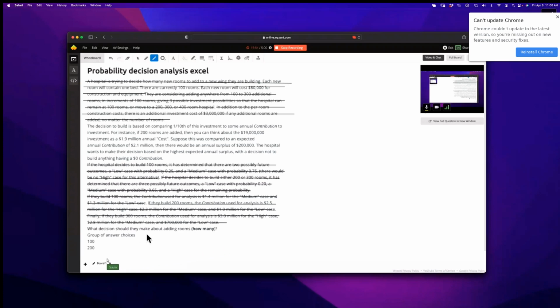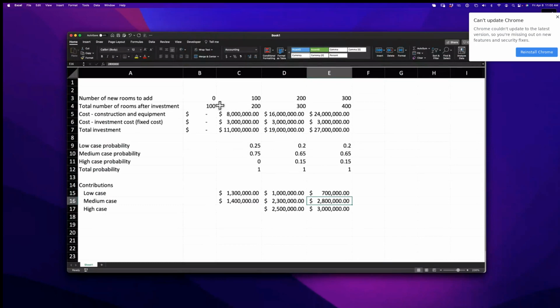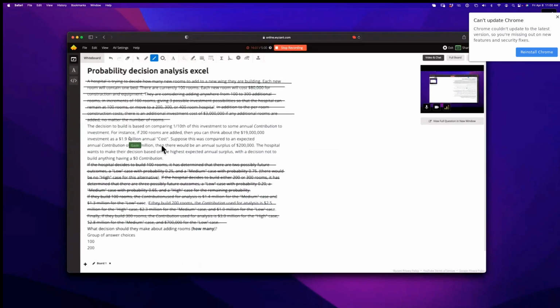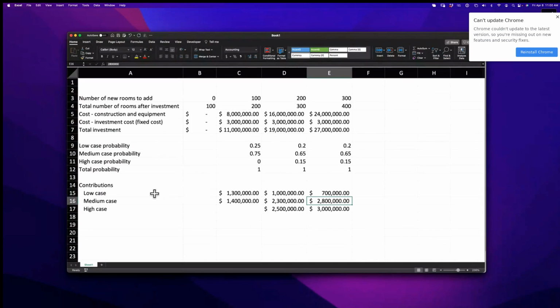What decision should they make about adding rooms? How many? Okay, so the question is, how many should we be adding? 0, 100, 200, or 300? Well, the last thing we do is understand this paragraph here. And as you can see, these cases look like high case means you get more money back, medium case, low case. It looks like these contributions are some kind of return on investment.